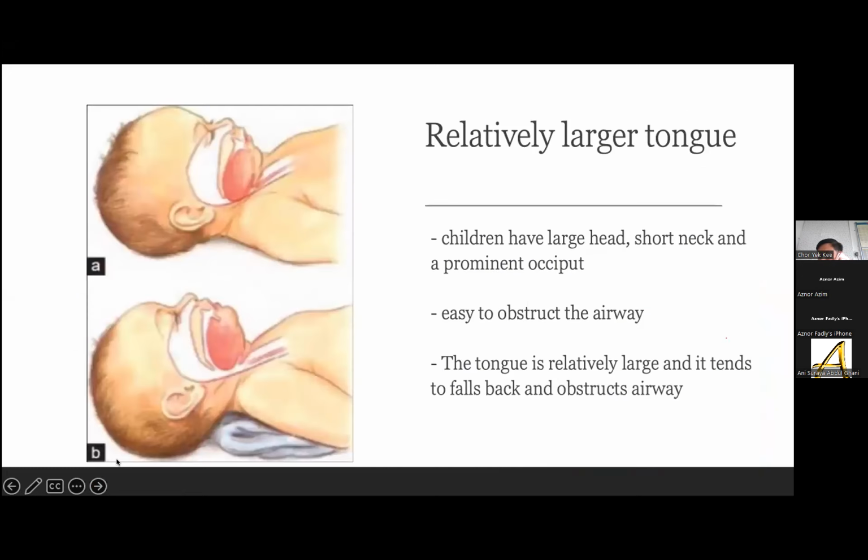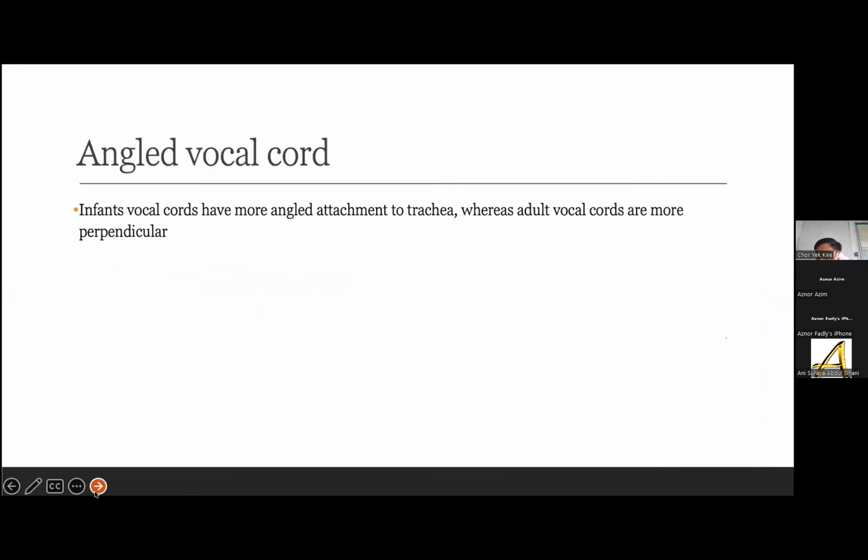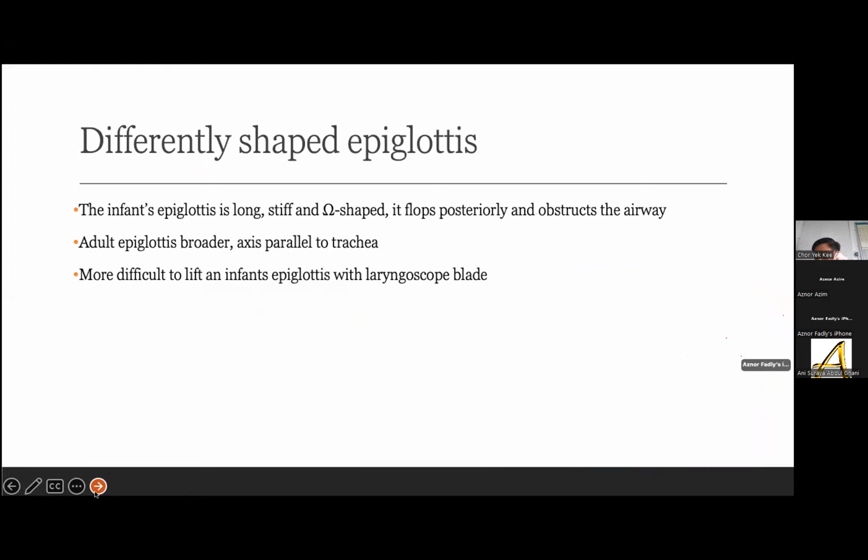And our infants also normally have a larger tongue. Their head is bigger. Their occiput is more prominent. So larger tongues normally tend to fall backward and obstruct our airway. And infants' vocal cords are more angled, whereas adult vocal cords are more perpendicular. And infants have a different shape of epiglottis. The epiglottis is longer, more stiff, and omega in shape. So it tends to flop posteriorly and obstruct the airway.